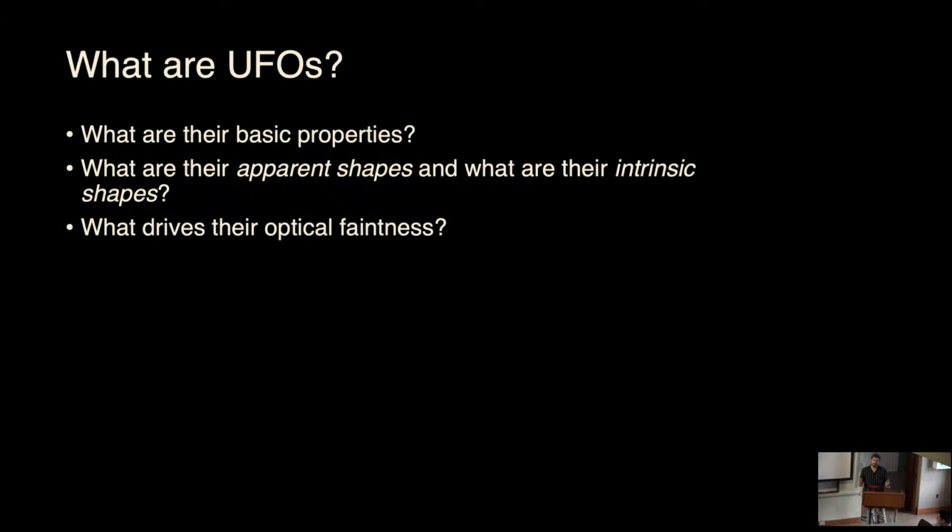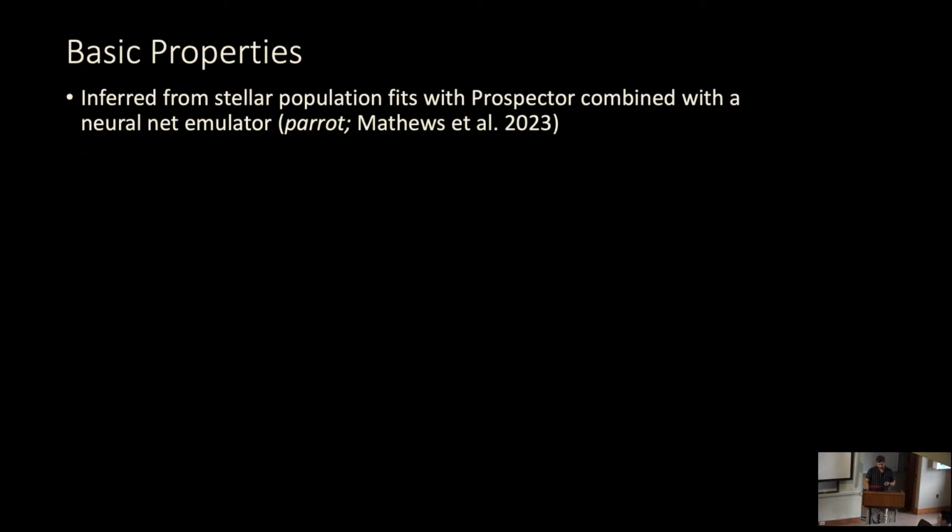So basically the question we want to ask is, what are these things? What are their basic properties? What are their shapes? And what drives that optical faintness? Why are they so red throughout the entire extent?